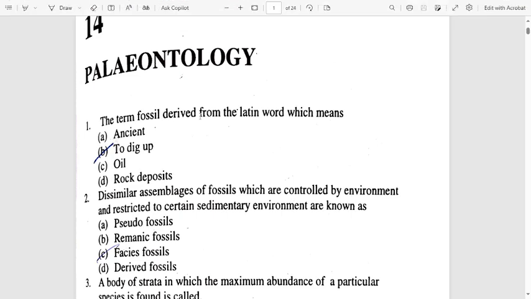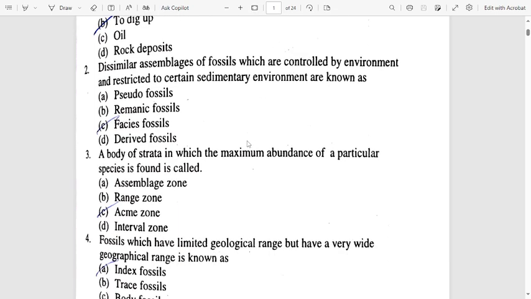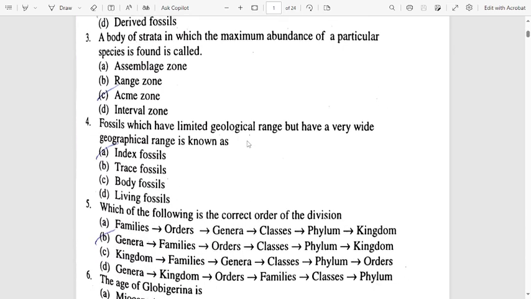Okay, paleontology. The term fossil is derived from the Latin word which means to dig up. Dissimilar assemblages of fossils which are controlled by environment and restricted to certain sedimentary environment are known as facies fossils. A body of strata in which the maximum abundance of a particular species is found is called acme zone. Fossils which have limited geological range but have a very wide geographical range are known as index fossils.